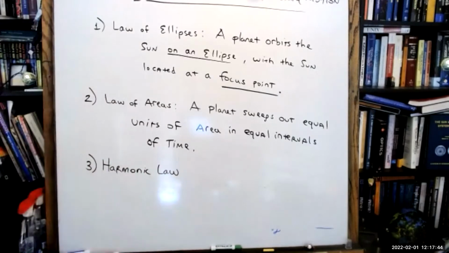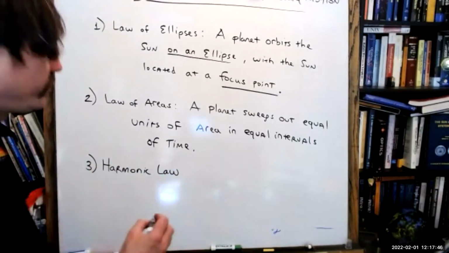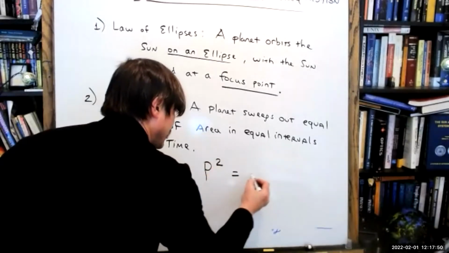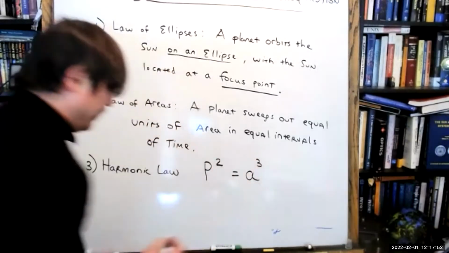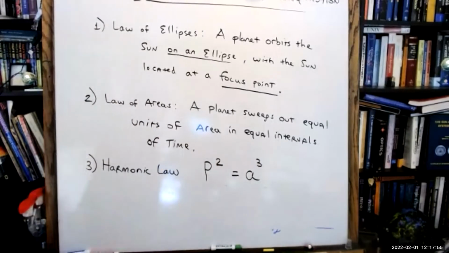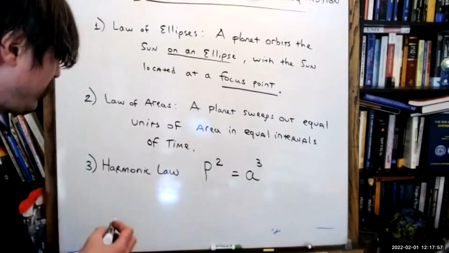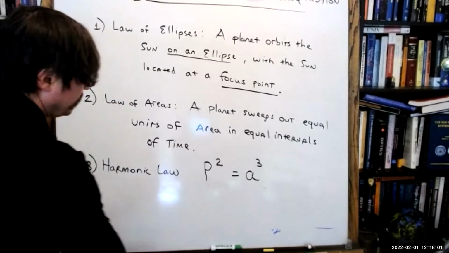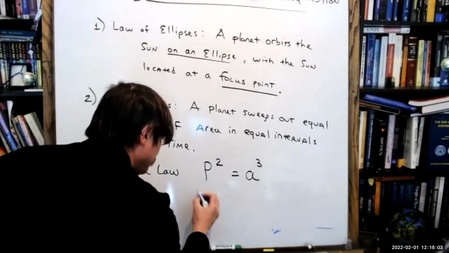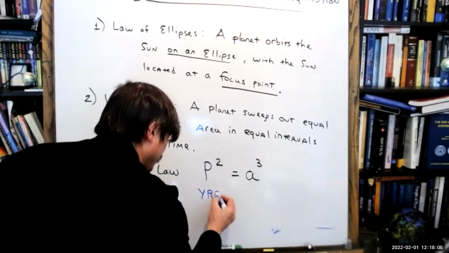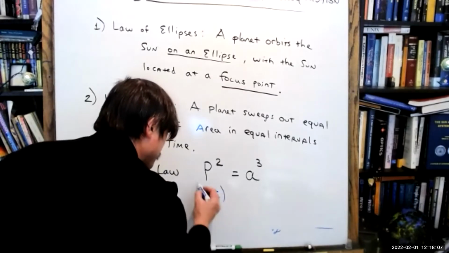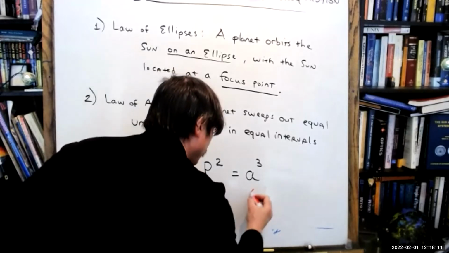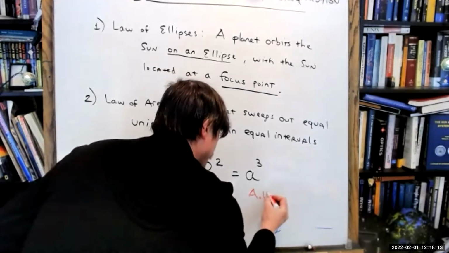The harmonic law is a mathematical expression relating the period to the semimajor axis of the ellipse. P squared is equal to A cubed, where the most important thing to remember are the units. P must be measured in units of years, and A must be measured in units of astronomical units.